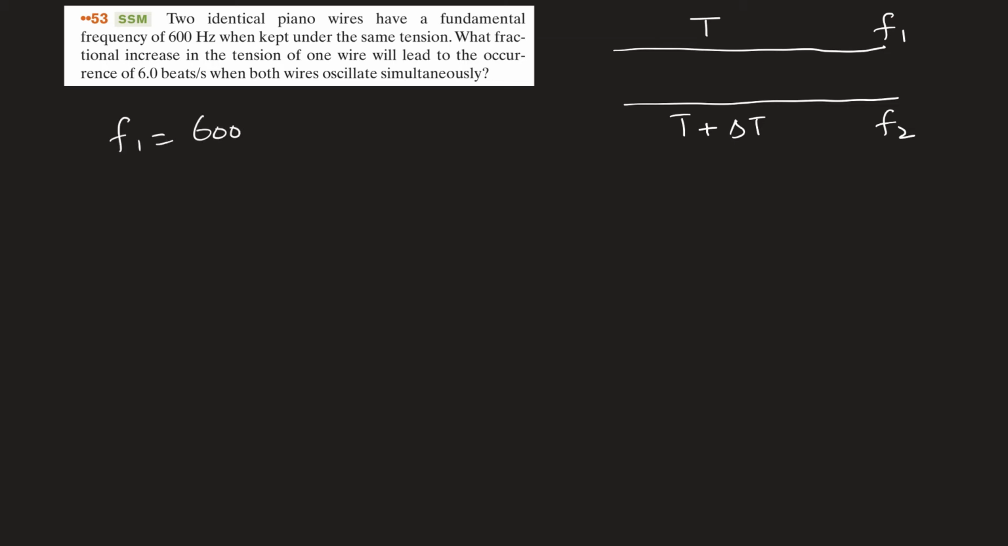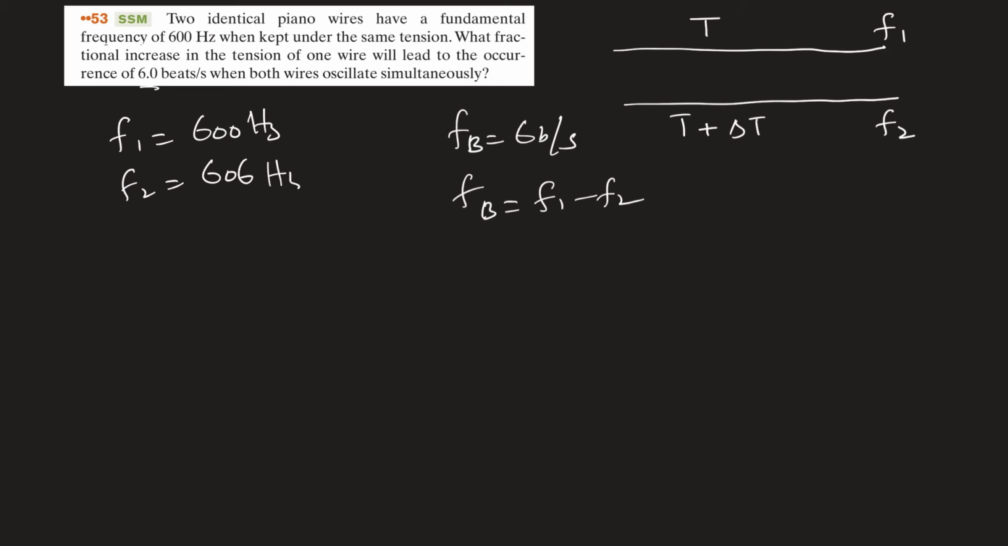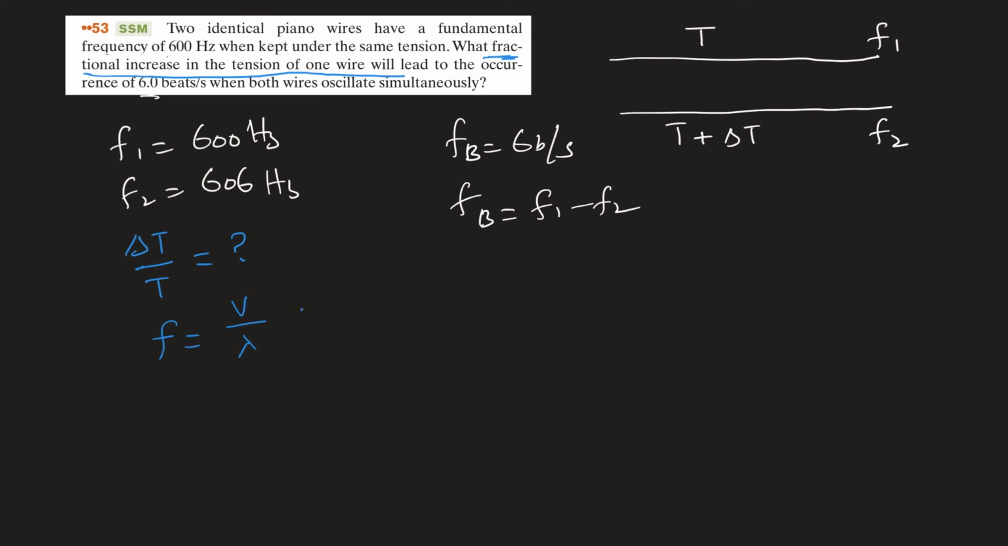So let us write the data. F1 is 600, which is a fundamental frequency, and F2 must be 606 because the beat frequency is 6 beats per second. And we have to find what fractional increase in the tension of one wire. So fractional increase in tension is given by delta T upon T, which we want. Each wire is vibrating in its fundamental mode, and its frequency is given by F equal to velocity upon wavelength, where the velocity of the string is equal to the square root of tension divided by mu, where T is the tension of the string and mu is the linear mass density.